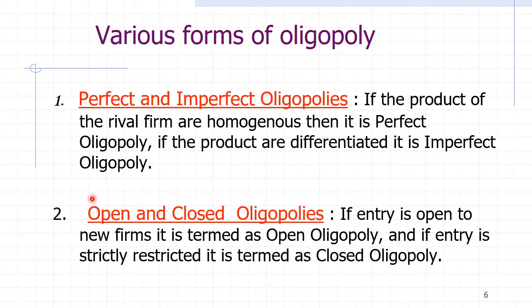Or else we can categorize this oligopoly structure as open and closed. So, if entry is open to new firms, it is termed as open oligopoly. And if the entry is strictly restricted, it is termed as closed oligopoly.